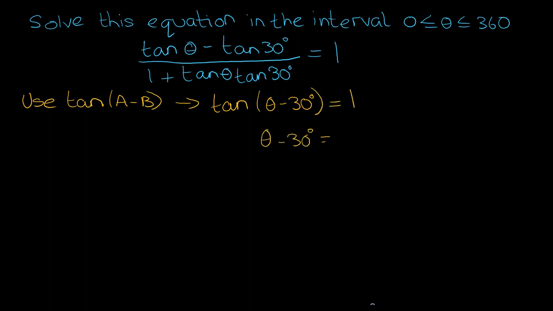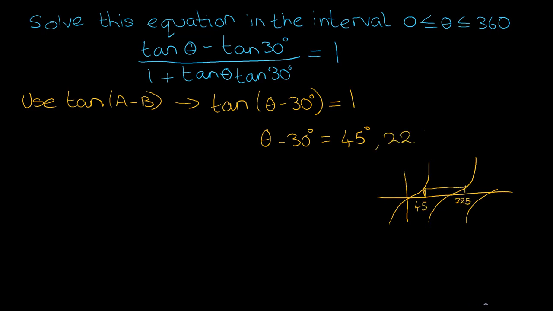So theta minus 30 degrees equals 45 degrees. We just need to look and see if there's any more in the interval. So we see there's another one here at 225 degrees. So now adding 30 to the other side, we get theta equals 75 degrees or 255 degrees.